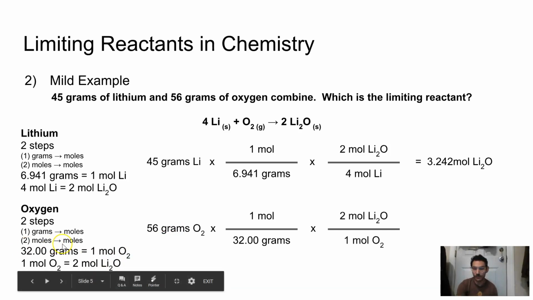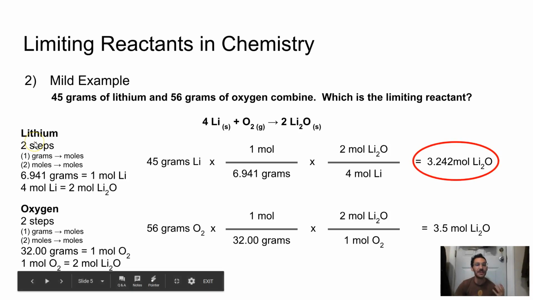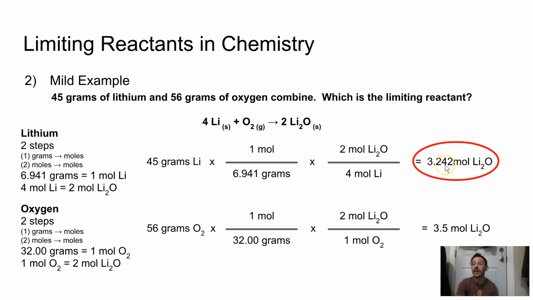And now I can just multiply through 56 divided by 32 times 2, and that gives me 3.5 moles of lithium oxide. So based on this, which one of these is the limiting reactant? Pause the video and think about that for a second. Yeah, you're right. It is the one that produces the least products. So lithium is going to be the limiting reactant. Based on the amount of lithium, we can only make 3.242 moles of product, not the full 3.5. So I will circle lithium in my reaction and say this is the limiting reactant.